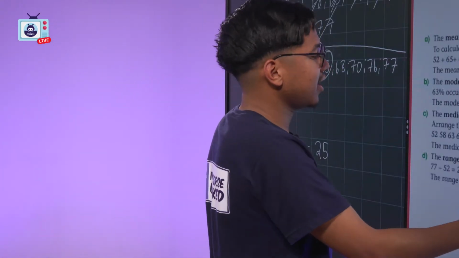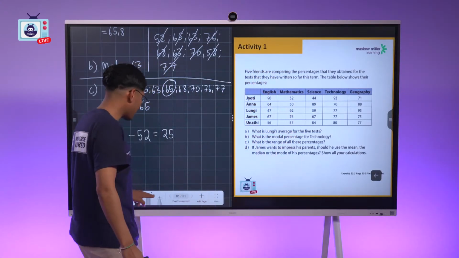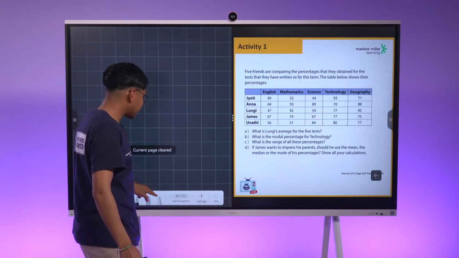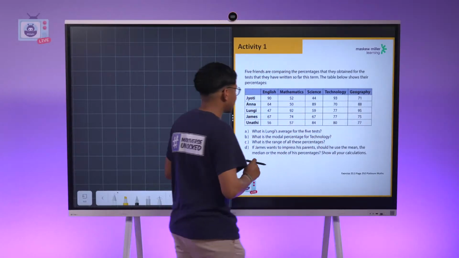Let us look at an example, an activity for us, all right? Sometimes they don't always ask us the questions in the same manner. Here we're given the information in a table, and from the table, they're asking us to answer the questions. But let's first see what the context of the question is, right? It says here that 5 friends are comparing the percentages that they obtained for the tests that they have written so far this term. The table below shows the percentages, right? So we have 5 students over here, and there are the percentages for all these subjects, right?